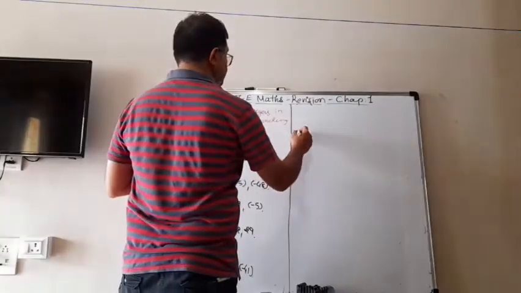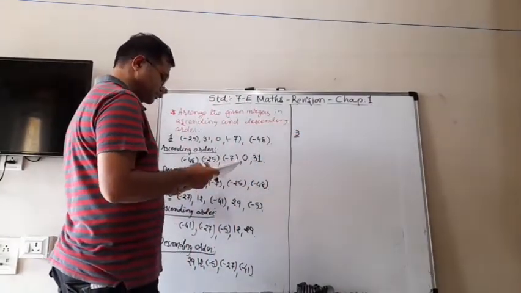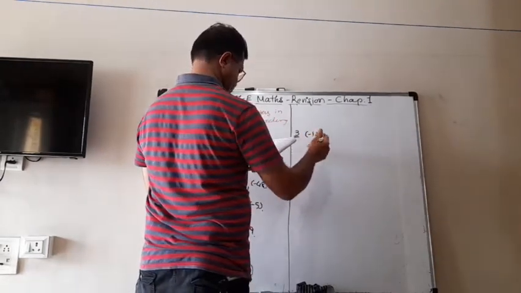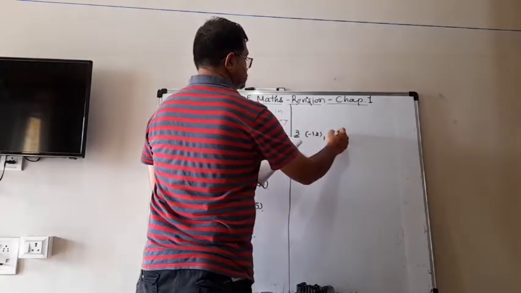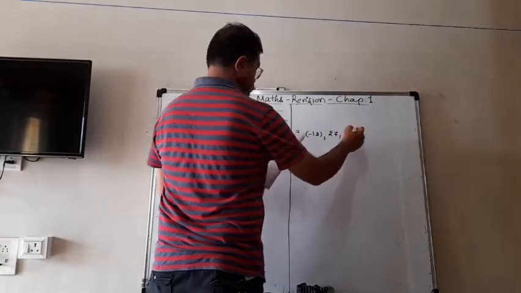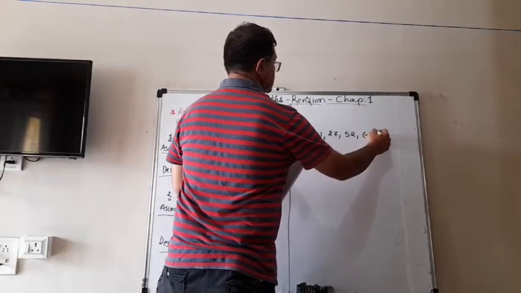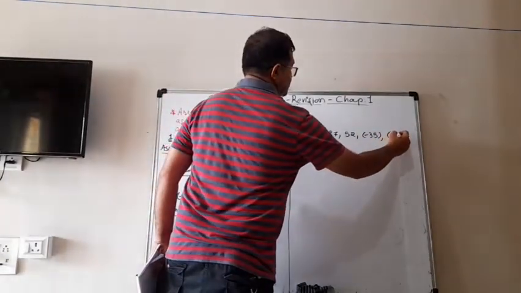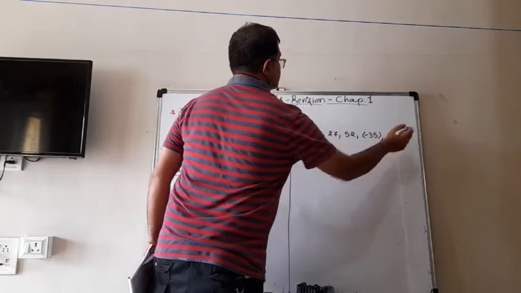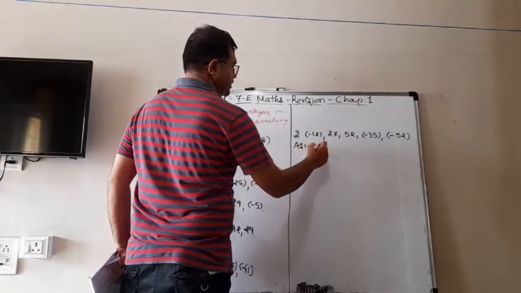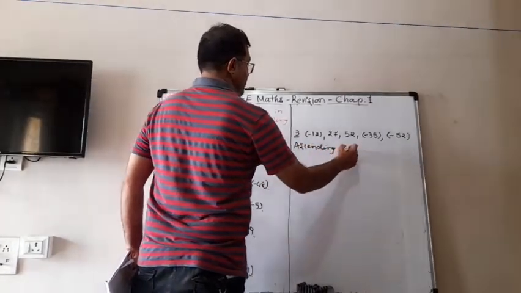Let's take some more: 3, minus 12, 27, 52, minus 35 and minus 52. So first we will arrange them in ascending order.